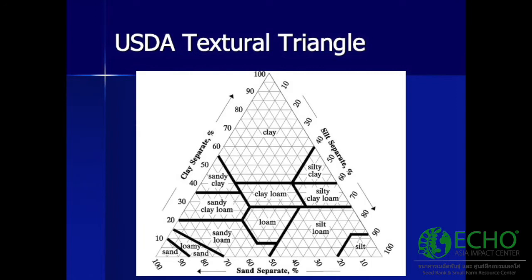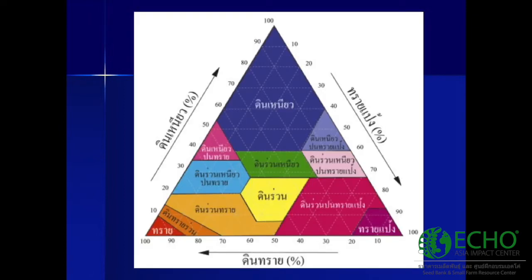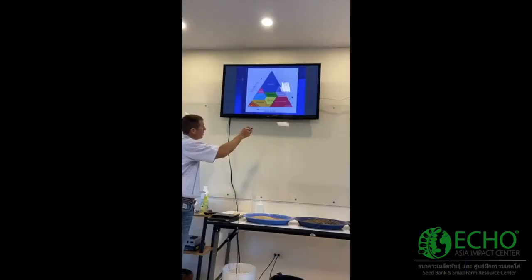Okay, let's do it together. Let's do it all together. So we'll start with sand. The sand percent is found on the bottom of the triangle. So 25% is here. We're going to follow that line, and then we'll have to move along the sand line.